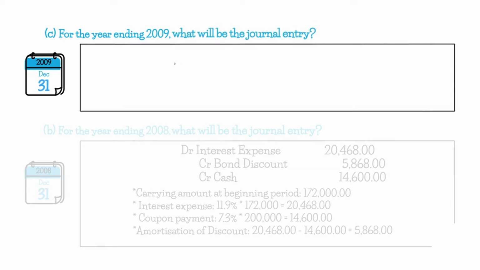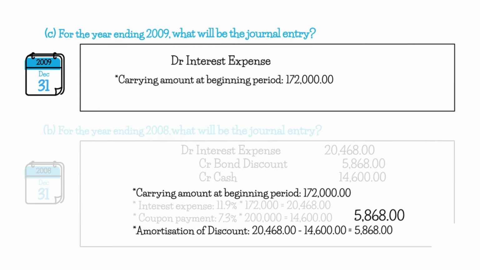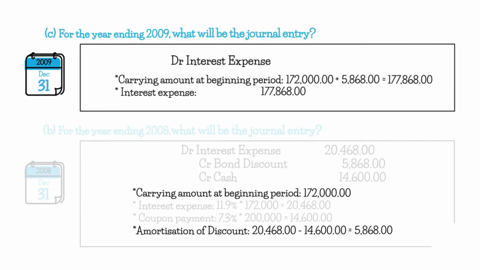So once again, we're going to debit interest expense. This is going to be calculated based on the carrying amount. So the carrying amount, we start off with the initial amount of cash we received of $172,000. Now we're going to add on the amount of bond discount that we amortized away, because that's now reduced by $5,868. So our new carrying amount of our bond is $177,868.